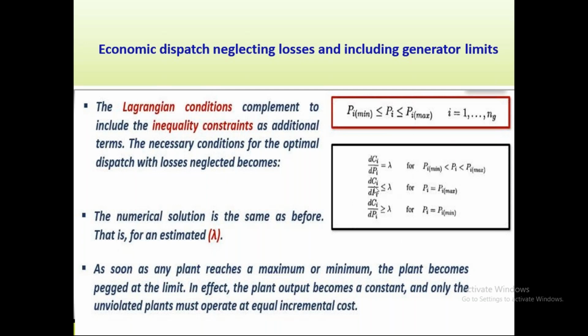I have already sent you the material. Just go through this material, then we will do the two problems based on the derivation. Then only we will get clarity on this.